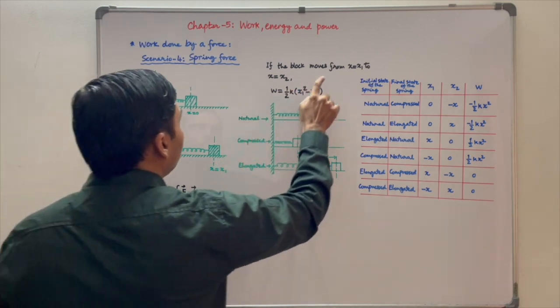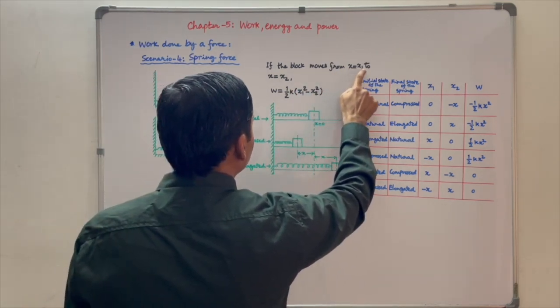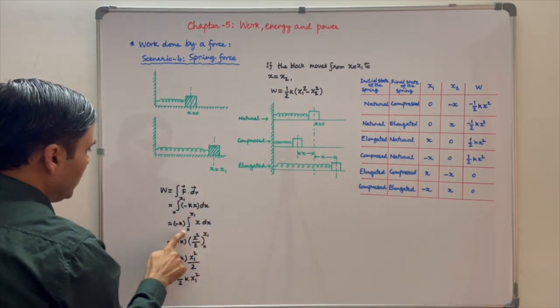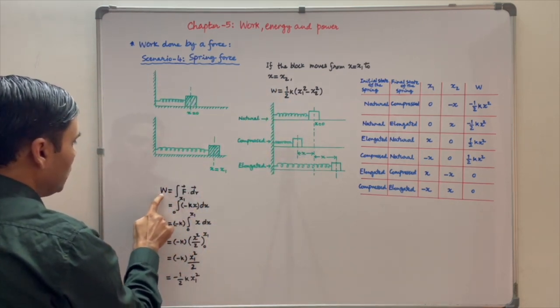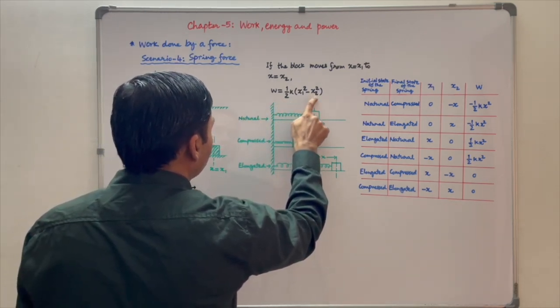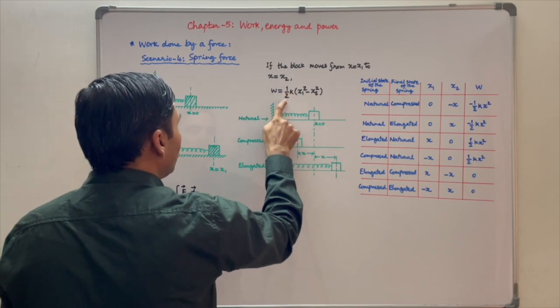Now consider the block moves from x is equal to x1 to x is equal to x2. So limits of integration will be x1 to x2. So W comes out to be 1 by 2 k (x1 square minus x2 square). You need to remember this formula.